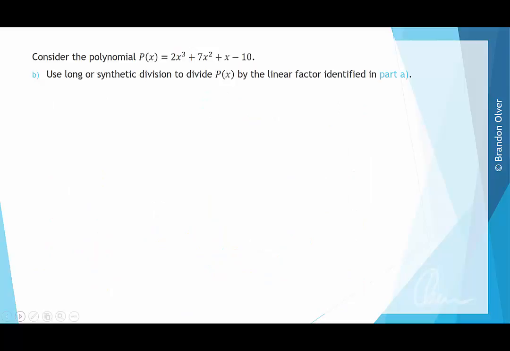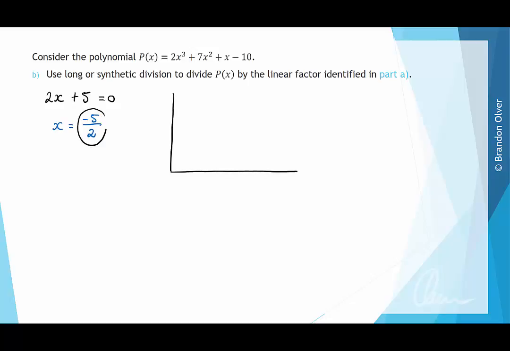So for part B, we want to use long or synthetic division to divide p of x by the linear factor identified in part A. So the linear factor was 2x plus 5, and if we solve that equal to 0, we found that x is equal to negative 5 divided by 2. And now in this example, we're going to use synthetic division to divide this polynomial.